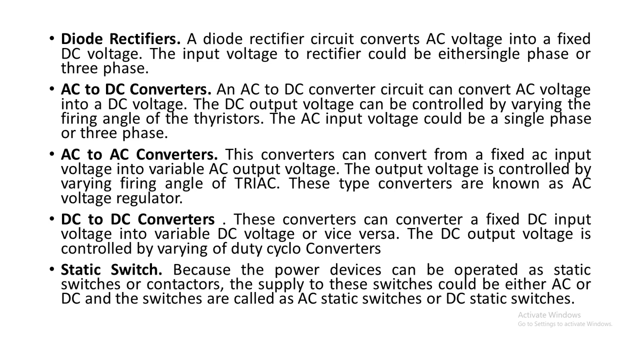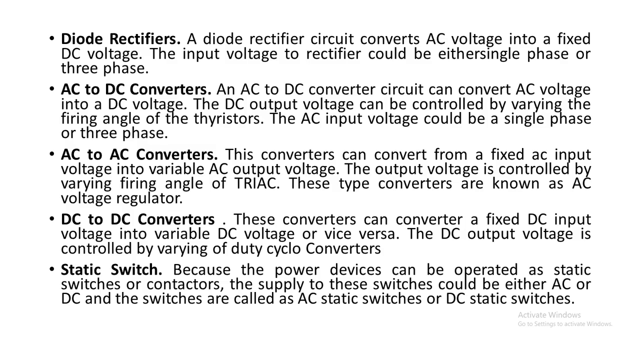The next one, AC to DC converters. They can convert AC voltage into DC voltage. The DC output voltage can be controlled by varying the firing angle or the switching angle of the thyristors. The input can be single phase or three phase. So here, fixed AC to variable DC by means of varying the firing angles. And AC to AC converters. These can convert a fixed AC to a variable AC output voltage. It can be controlled by varying the firing angle of a triac, or it can be a bidirectional connection of SCRs. So this is also called an AC voltage regulator.